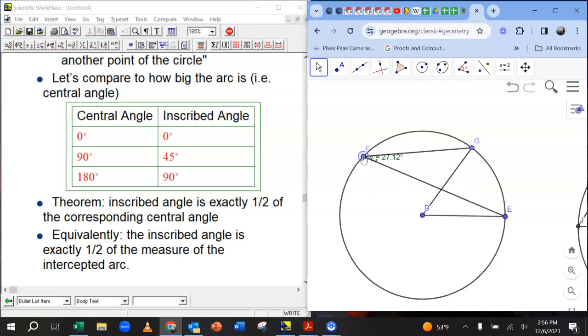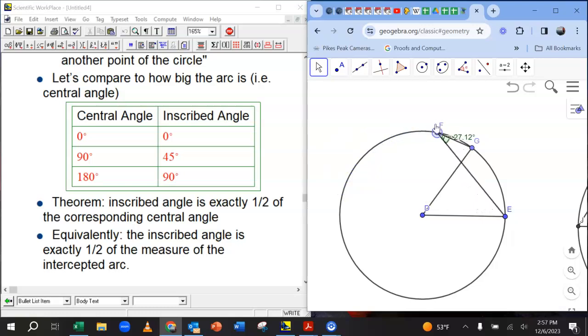This is the general case where I'm at some random point on the circle, here it's F, and I'm looking at this arc between G and E, and I'm looking at the angle here. So again, you want to think I'm standing at F and I'm looking at some painted mural on a circular wall or something. And I'm just trying to see how big that looks to me. And the cool thing is, notice what's not happening to that 27.12. It's not changing. I think this is probably the most surprising thing when you first see it.